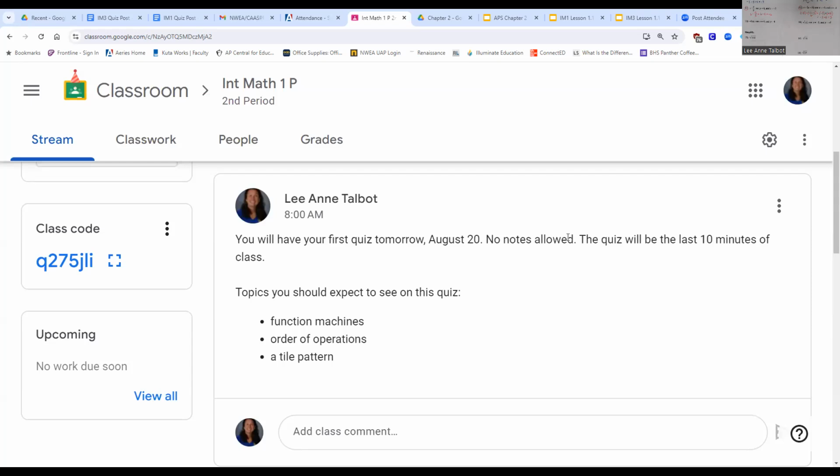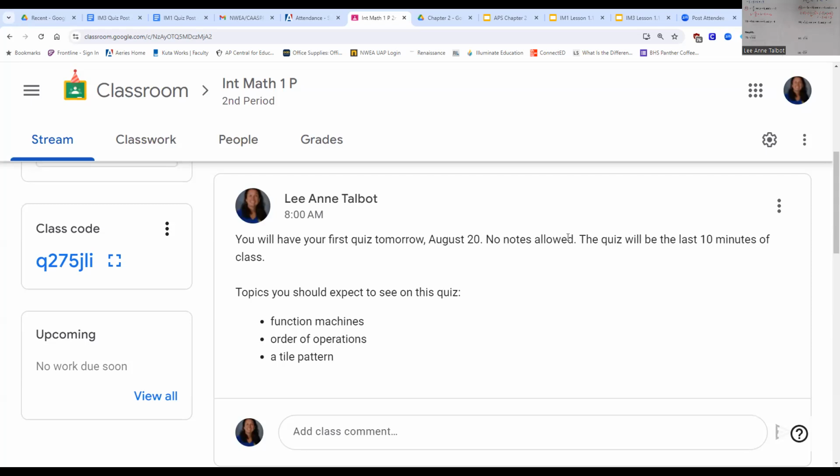The first question, actually, I don't know the order of them. I'm not sure if it's the first question, but one of the questions is a function machine. So you're going to take the number, plug it in, and get an answer, just like we just did in the warm-ups, basically, but there's like a picture of a machine. The second one is order of operations. We've been working on that since the first day of school, basically, so like PEMDAS stuff.